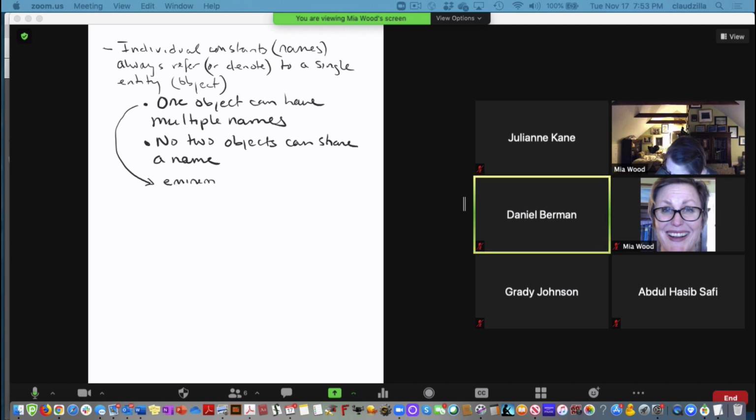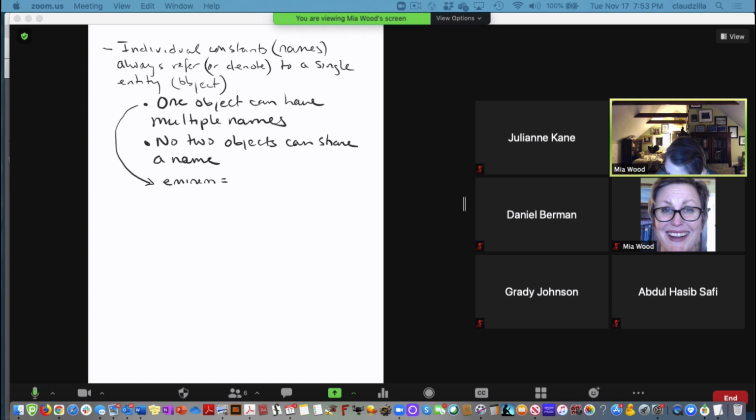Eminem is identical with Marshall. I don't know if I'm spelling his name right. Marshall Mathers. Well, let's smash the names together because that's what we would do, right? So Marshall Mathers. Nice. Okay. So one object can have multiple names, but no two objects can share a name, right?